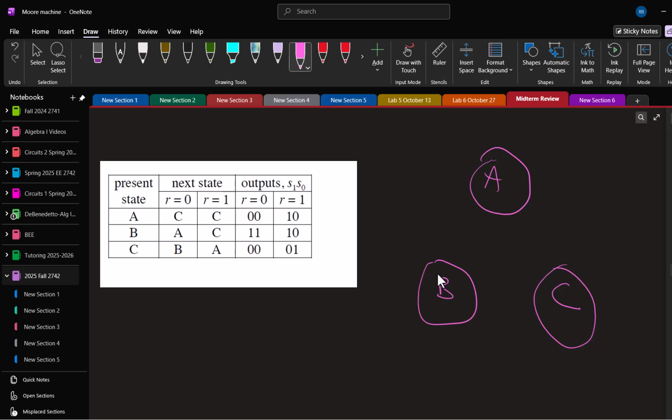Okay, so from A, I'm going to C no matter what the input is, but I have different outputs, so I'll have two different arrows. So if R equals 0, I go to state C, and my output is 0, 0. If R is 1, I go to state C, but my output is 1, 0.